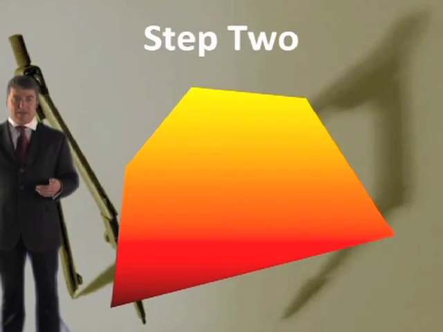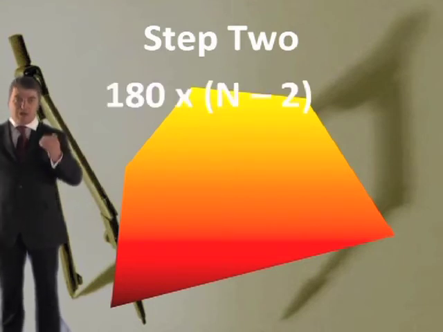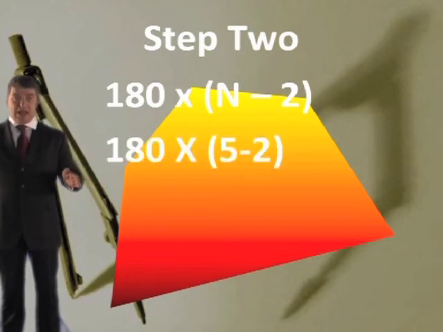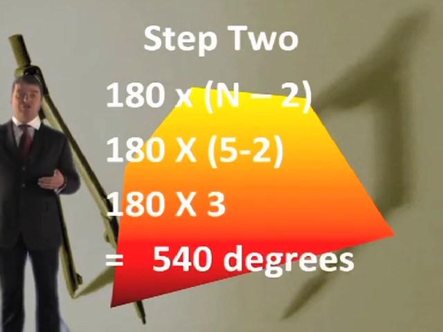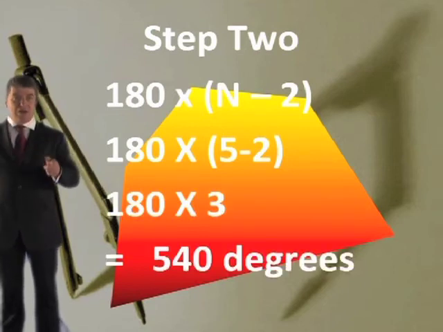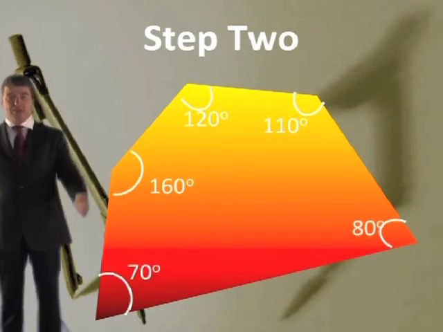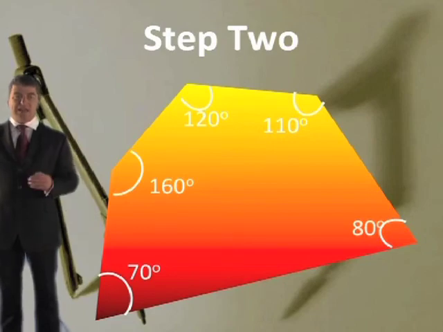What about this shape here then? Well, this shape's got 5 sides. Apply the rule for polygons: 180 times n minus 2 equals 180 times 5 minus 2, 180 times 3 is 540 degrees. Well, we know it's 540 degrees. What is the missing angle? Well, add them all up, you get 470 degrees. So 540 minus 470, the missing angle there is 70 degrees.